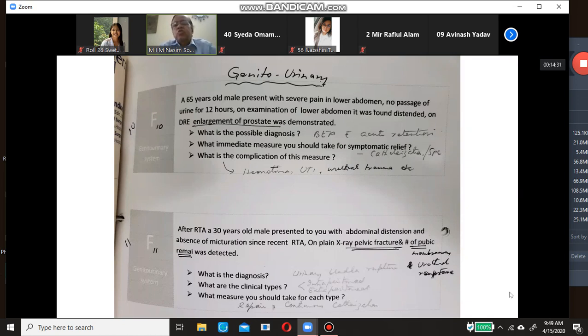The catheter number here should not be too big, because if you introduce a big size catheter, that may injure the prostatic urethra and lead to bleeding. Thus, catheterization may be difficult. So we take a Foley catheter number 14. That is a comfortable size. 12 will be very small. 16 will be a little bit big. But we have to choose between 14 and 16 size Foley catheter. So 14 will be a comfortable size for an adult.